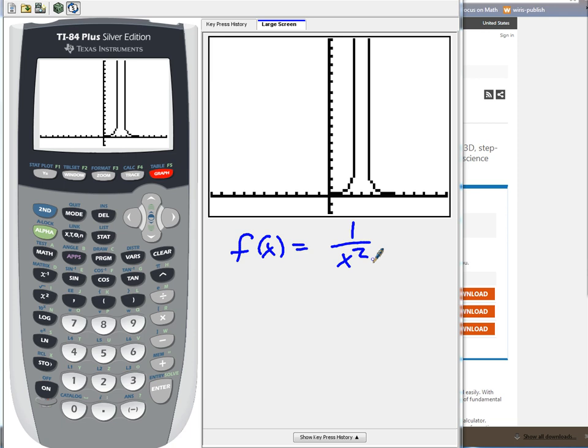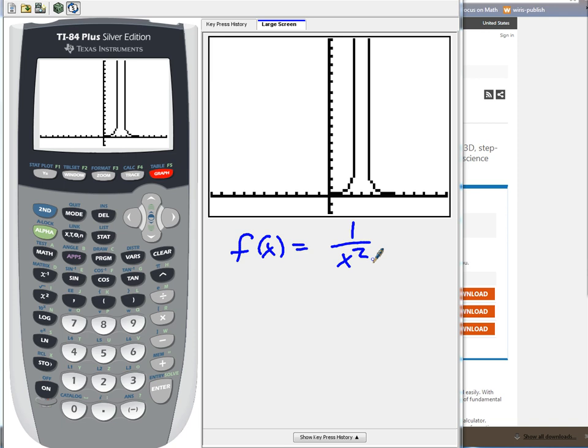Okay, I've got the function f of x equals 1 over x squared graphed on the calculator. First of all, this kind of shows you the limitations of the calculator. The resolution just isn't very good on the screen, and so it's trying to show me an asymptote there. It doesn't do a very good job, but that's what it's trying to do. Based on the graph here, I want to go a little further than we did before.